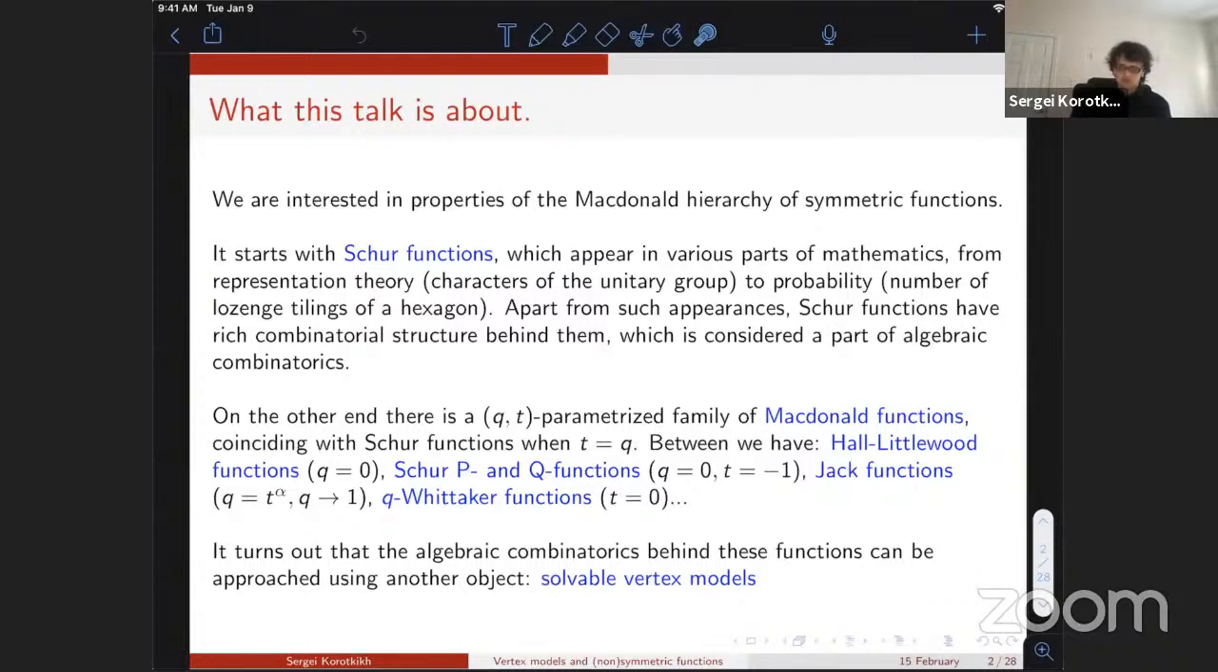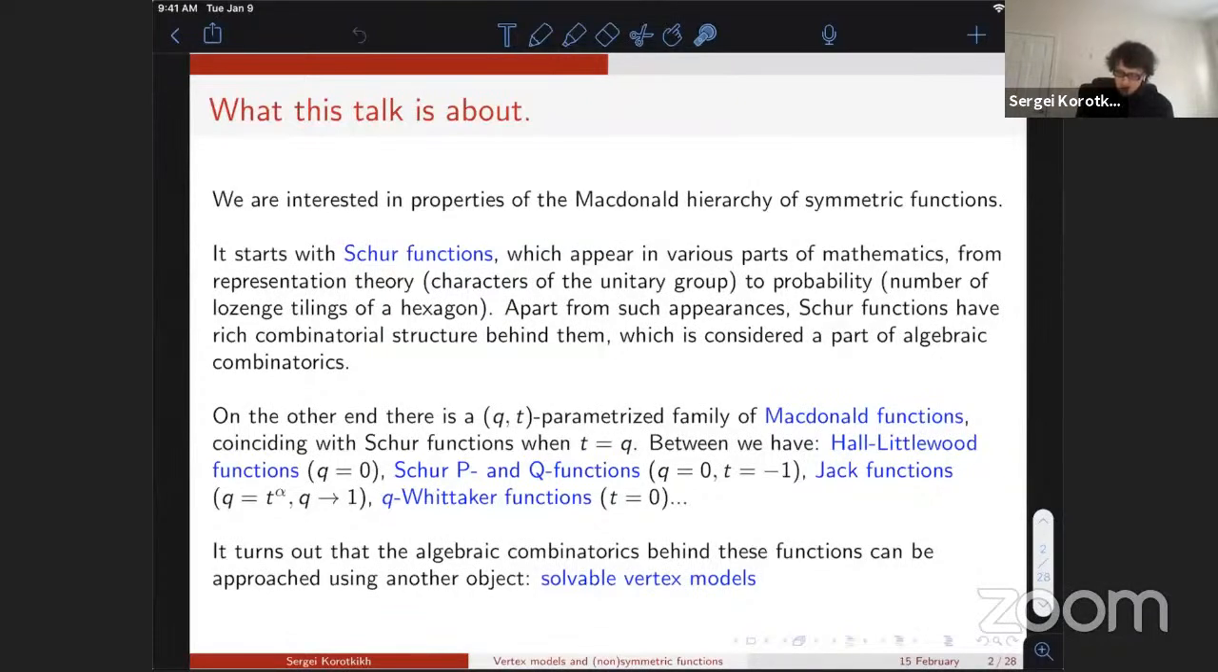And between, we have a lot of other different functions which appear in different contexts, namely Hall-Littlewood functions when Q is equal to zero, so-called Schur P and Q functions, which are obtained as a particular case of Hall-Littlewood functions when Q is equal to zero and T is equal to minus one. Also, there are Jack functions, which are obtained by a certain limit transition from Macdonald functions. And also there are so-called Whittaker Q functions, which are obtained by setting T equal to zero, unlike the Hall-Littlewood case. So basically, I will try to talk about some connections between the combinatorics of these functions and another object with different origin, namely solvable vertex models.